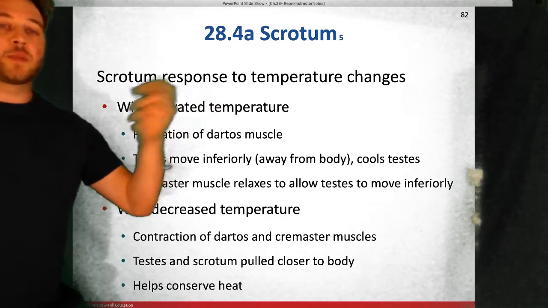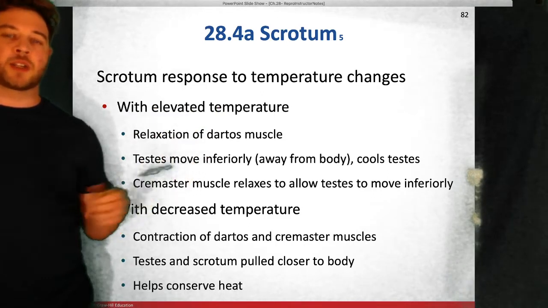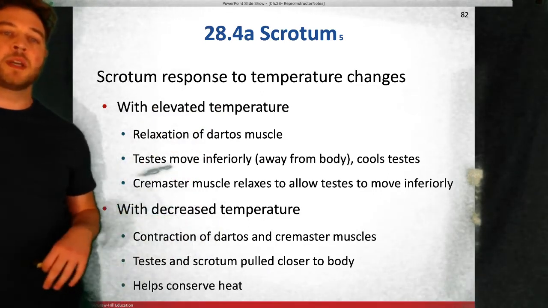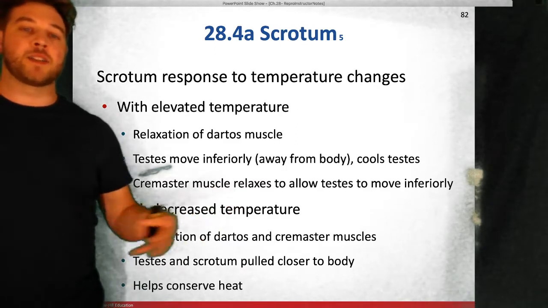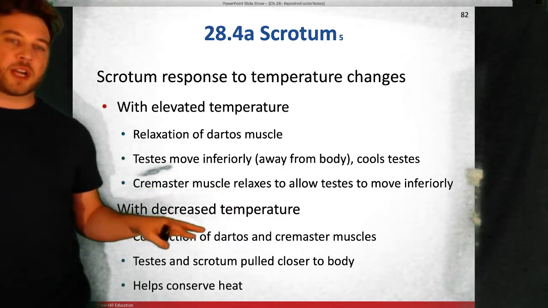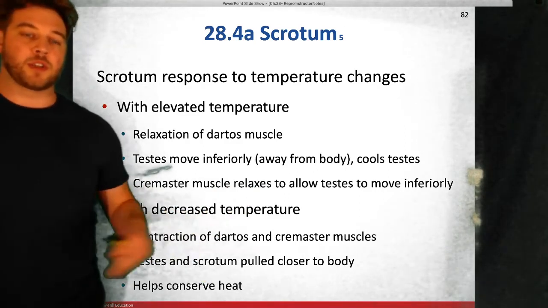So the scrotum will respond to temperature changes. This is what I was looking for. With elevated temperature, you have a relaxation of the dartos muscle to lower the testicles away from the body to help cool them. The cremaster muscle relaxes to allow the testes to move down as well. And with decreased temperature outside, you have a contraction of both of those muscles to pull them in closer to the body to help conserve heat.